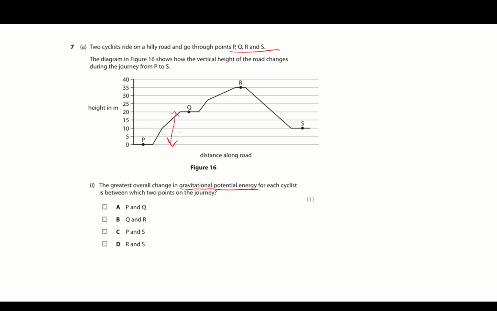So really we're just after what's the greatest difference. Between P and Q it's 20, between Q and R it's 15, and between R and S, 35 take away 10 is 25. So hopefully we can see it's between R and S.